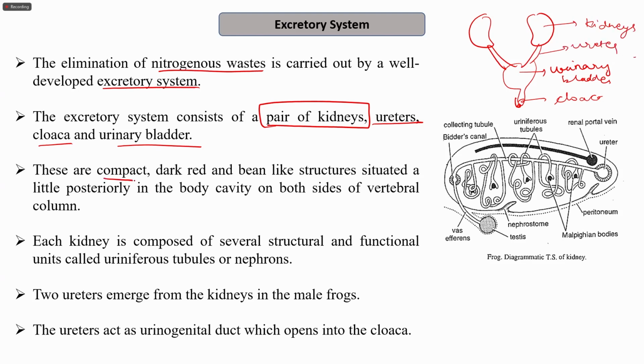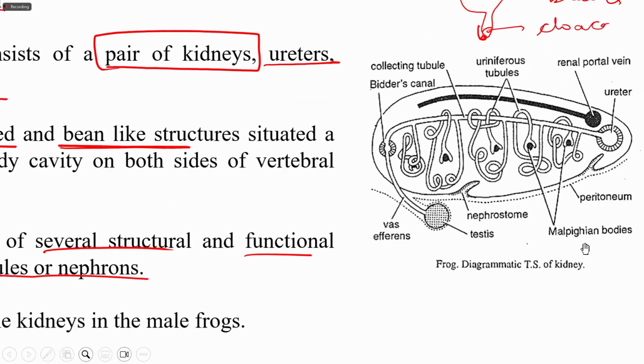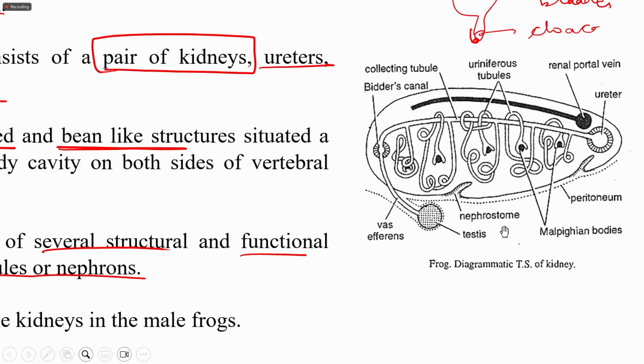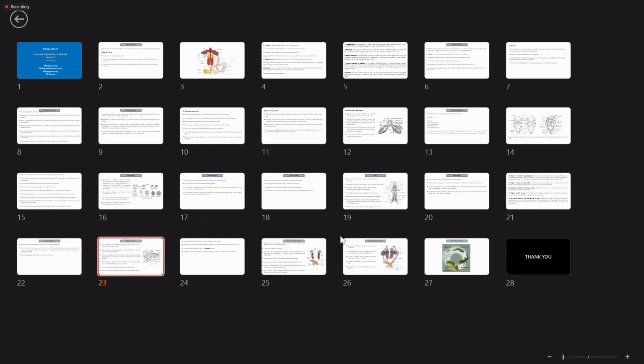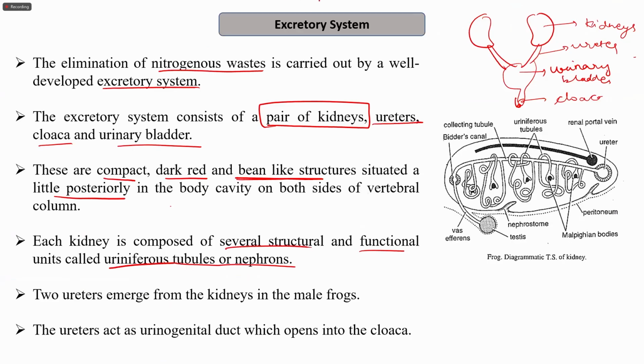Kidneys are compact, dark red and bean-like structures situated a little posteriorly in the body cavity on both sides of the vertebral column. Each kidney is composed of several structural and functional units called uriniferous tubules or nephrons. You can see here the transverse section of the kidney, and each kidney consists of various uriniferous tubules. These uriniferous tubules, also known as nephrons, are the structural and functional unit of the kidney.